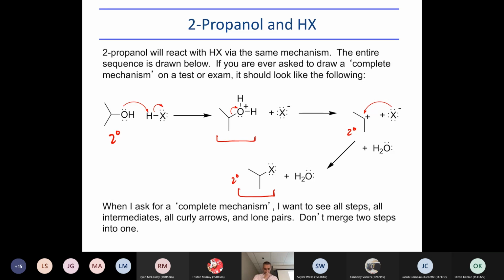Don't merge two steps into one. What I see sometimes is people will do two steps together. They'll have all the arrows in one space, and it'll show something attacking and something leaving at the same time. Make sure every step that happens is a distinct part of this process.